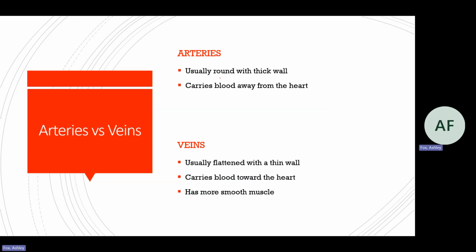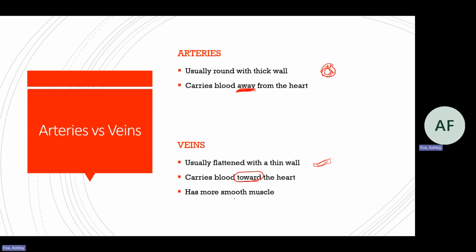A typical artery is usually round in shape, so they hold their circular shape like a pipe, and usually they have a thicker wall. We'll look at the wall next. Again, blood away from the heart, no matter whether it's oxygenated or deoxygenated, it's away from the heart. Veins have a thinner wall, and oftentimes they come flat. If there's not blood in them, they'll flatten out, and they're a lot thinner in appearance. And again, blood toward the heart.